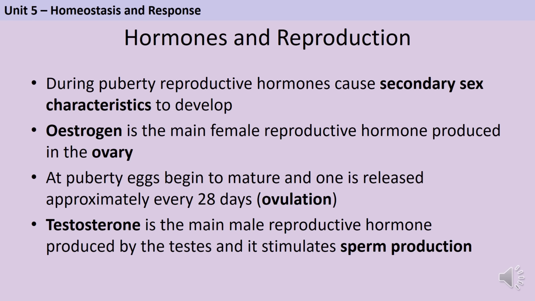During puberty, the levels of reproductive hormones like estrogen and testosterone begin to rise, triggering secondary sexual characteristic development, such as breast growth and facial hair growth. In females, the main hormone is estrogen, which is produced in the ovaries, and this is linked to the beginning of ovulation, where eggs start to mature and be released. Testosterone is the main male reproductive hormone, which is produced in the testes and stimulates sperm production.